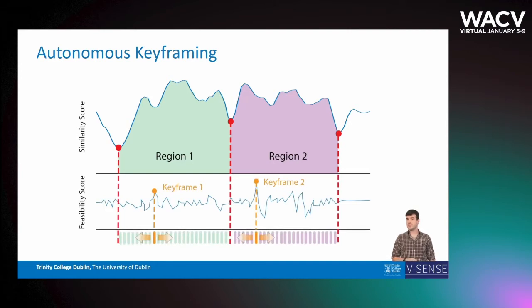Within each region, we use an improved version of the feasibility score by Collette et al. to identify the most suitable keyframe candidate within a given region. Finally, sequential tracking is performed from the keyframe outwards to the region boundaries. With a tracking strategy identified, we move on to the sequential registration process.